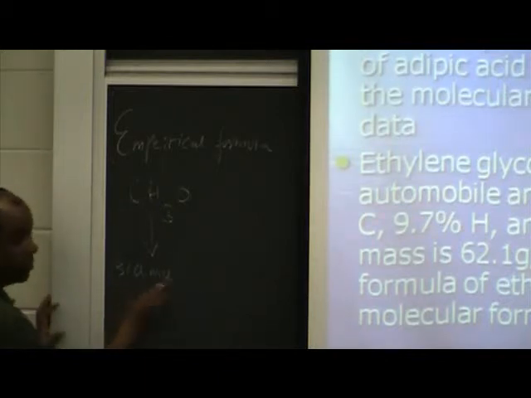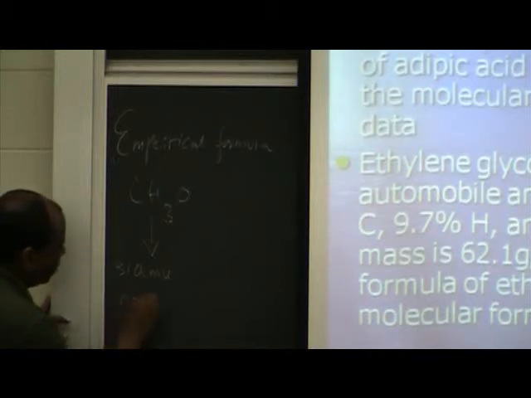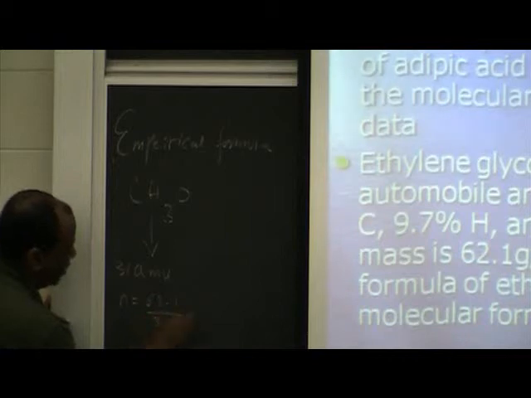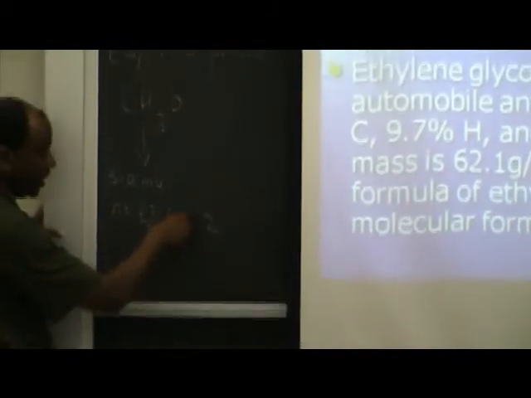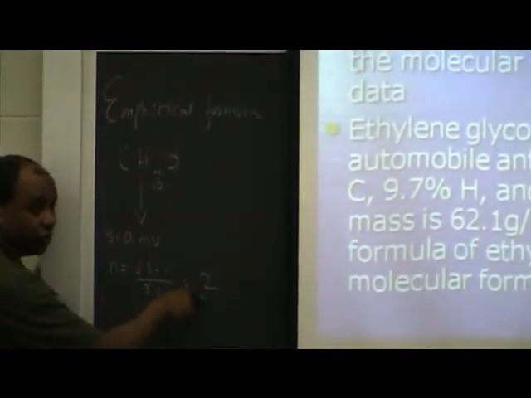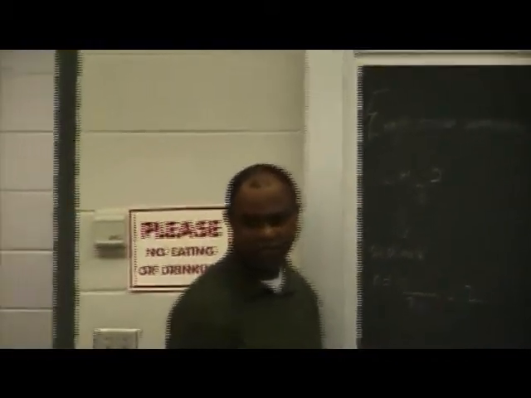Now we have the experimentally determined molecular weight, which is 62.1. So N is going to be 62.1 divided by 31, which gives you 2. It doesn't matter whether it is amu or grams, because it's a ratio. Gram per gram will be cancelled, amu by amu will be cancelled. What you need is the ratio, 2, with no unit, because the numerator and denominator cancel out.